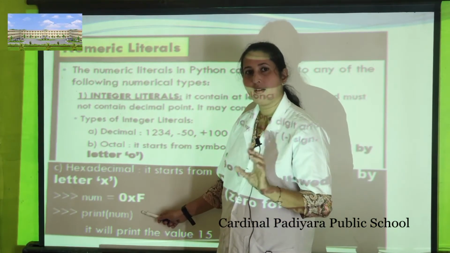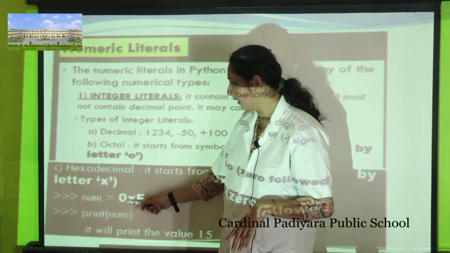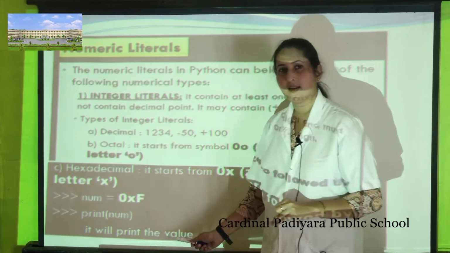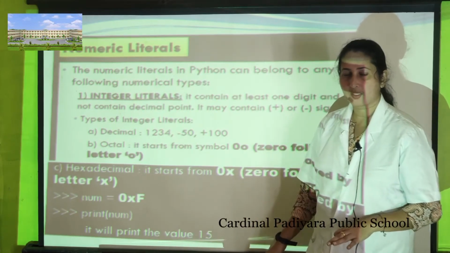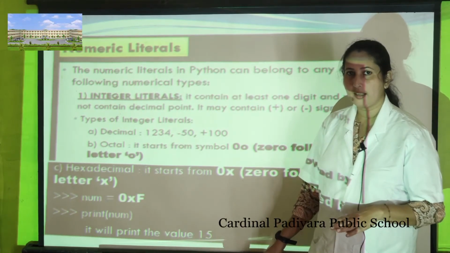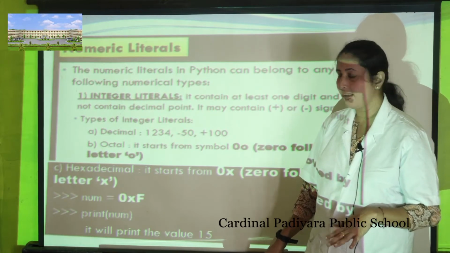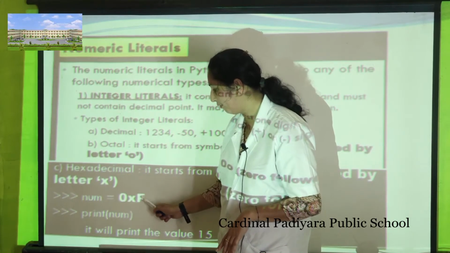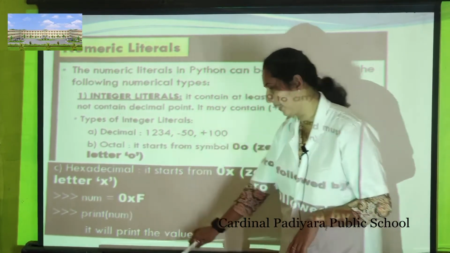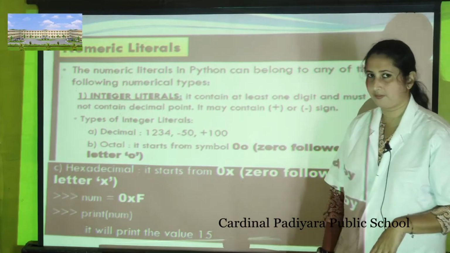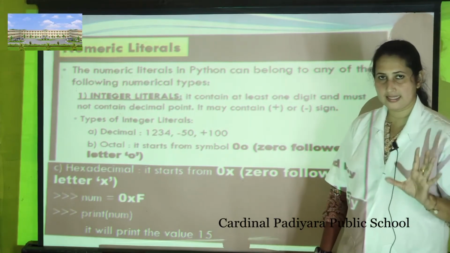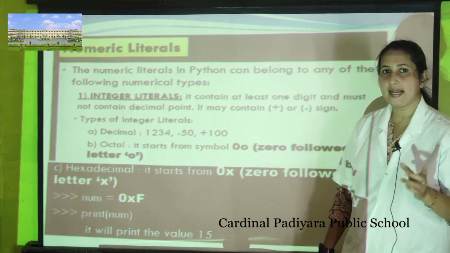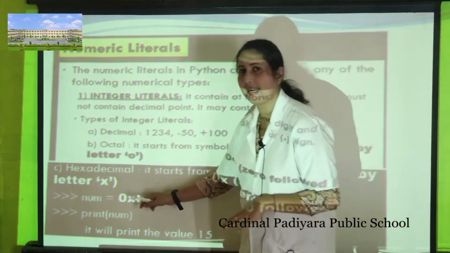0 to 9 are normal digits. Then we give 10 in the format of A, 11 in the format of B, 12 in the format of C, 13 in the format of D, 14 in the format of E and 15 in the format of F. So when we give 0xf, you get the output as 15. Its range starts from 0 to 15.